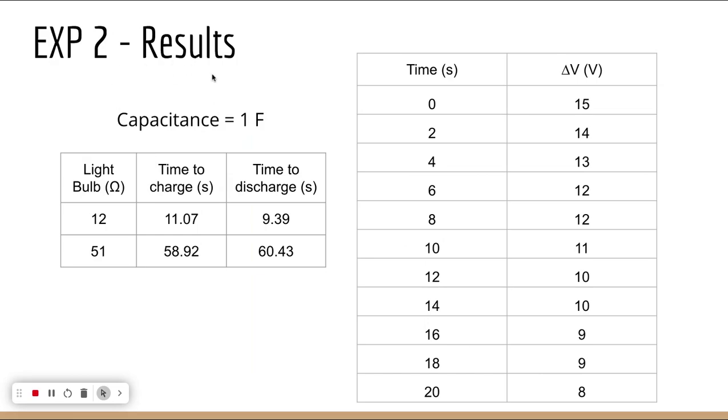These are about currents and the direction they flow, which is pretty self-explanatory. So some results here. We have just information. The capacitance of our capacitor was 1 farad. It was a massive capacitor. And the light bulbs. These are the two light bulbs we used and their associated resistances. And here's the time to charge and the time to discharge them.